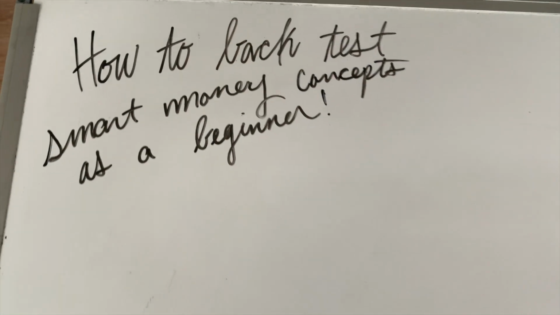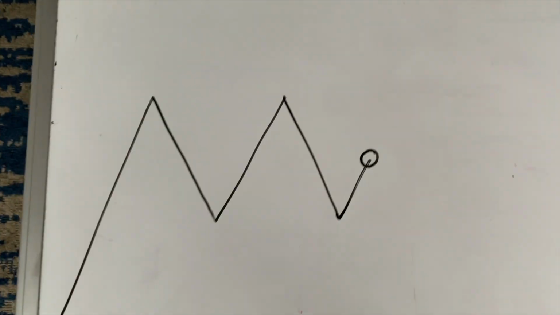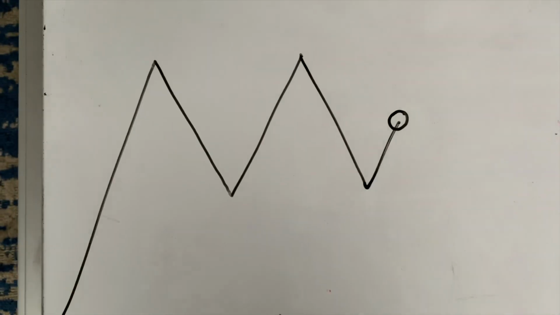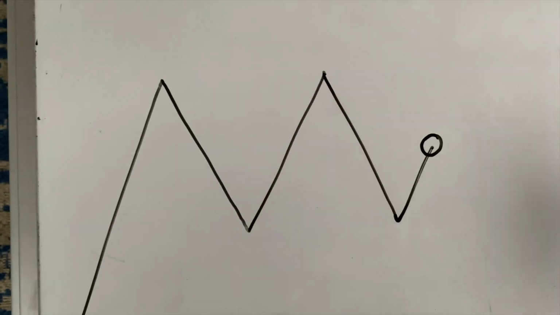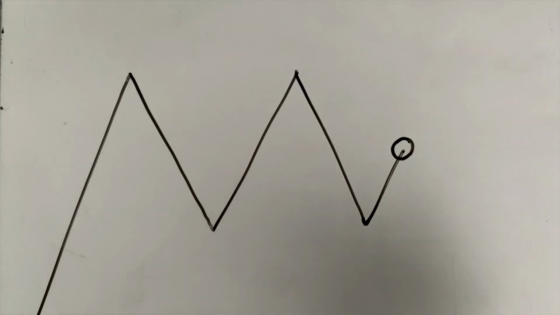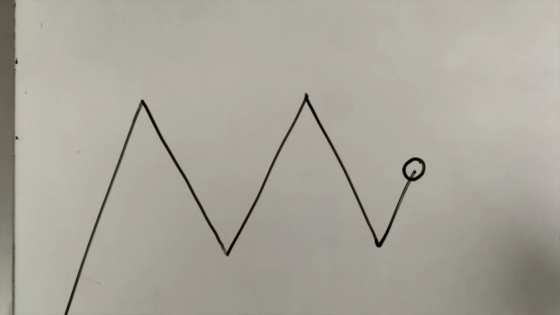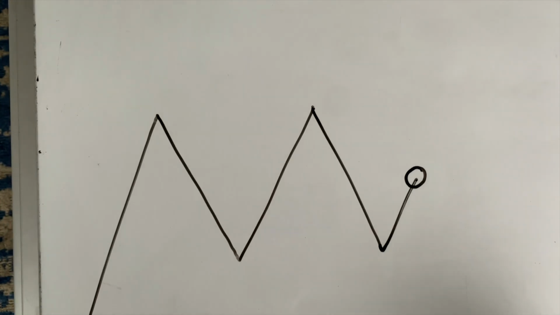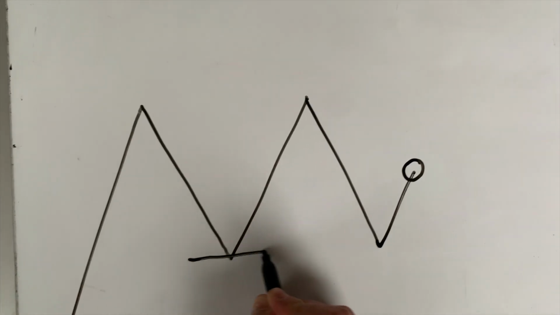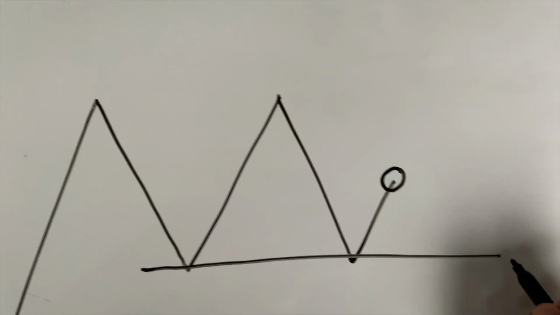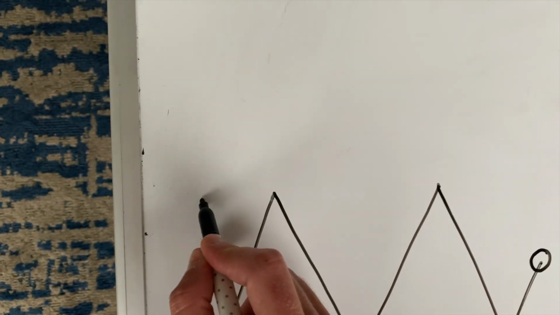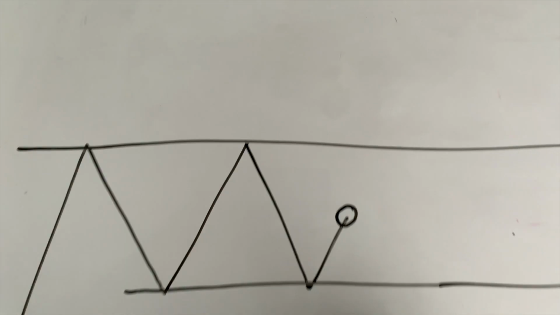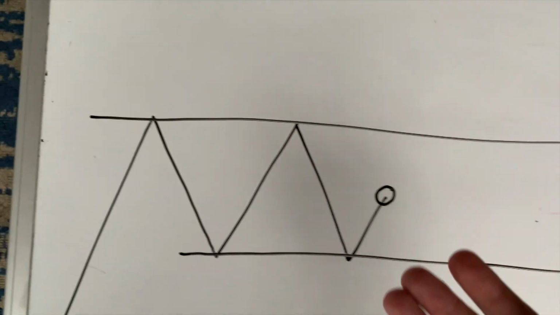How do you backtest smart money concepts as a beginner? Well, let's go ahead and let's look at the market. So a typical market is moving up and down and sideways, such as consolidation. When the market forms the consolidation, as we all should know, it creates support levels and resistance levels. So as we look, right here is going to be our support level. We could go ahead and extend that into the future. Up over here is our resistance level. We could go ahead and draw that resistance out into the future as well. So now we have support and resistance.